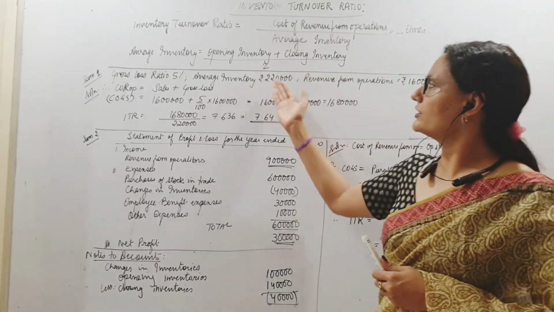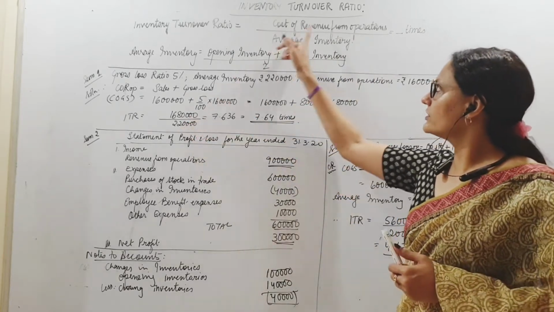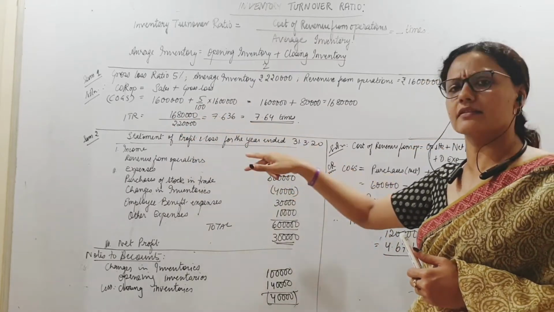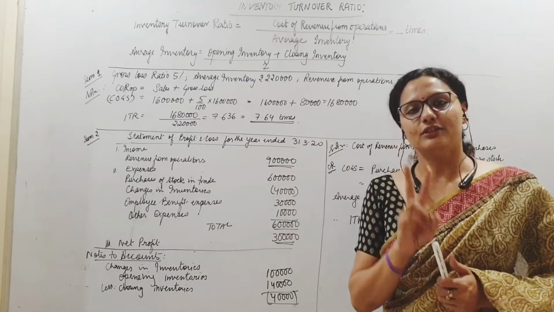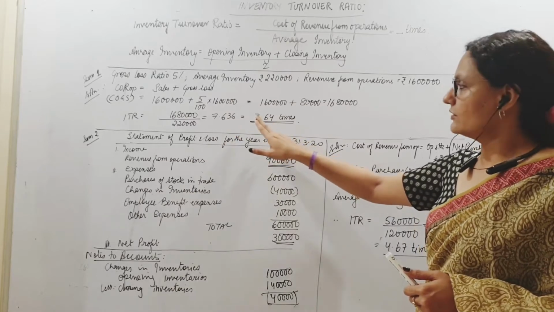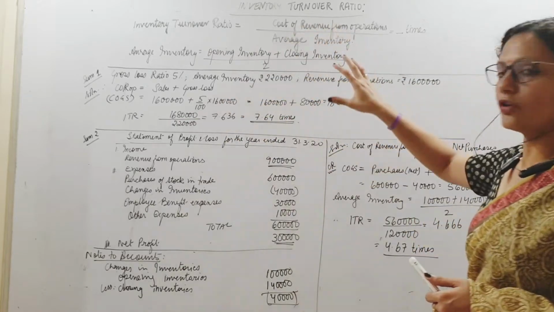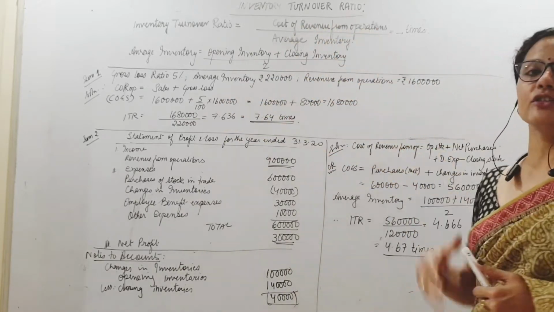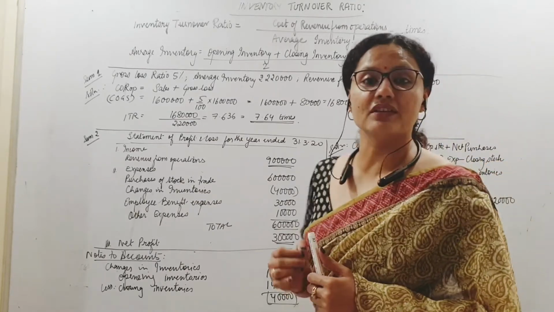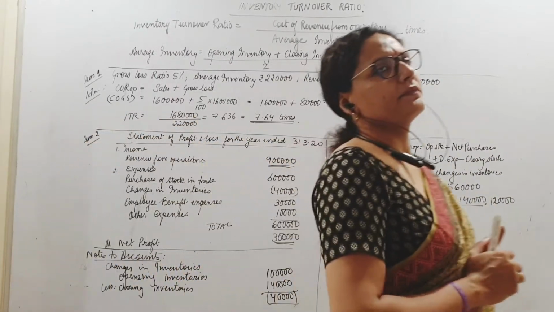Obviously, you have been given the average inventory, which is my denominator, so I don't have to work on that. So 16 lakh 80,000, which is cost of revenue from operation, divided by 2 lakh 20,000 comes to 7.636. You will round it off to 2 decimal places, so we ignore this 6 and make this 3 a 4. So 7.64 times is my answer, meaning whatever stocks I have are getting converted into sales at the rate of 7.64 times in 1 year, which is a good decent ratio.